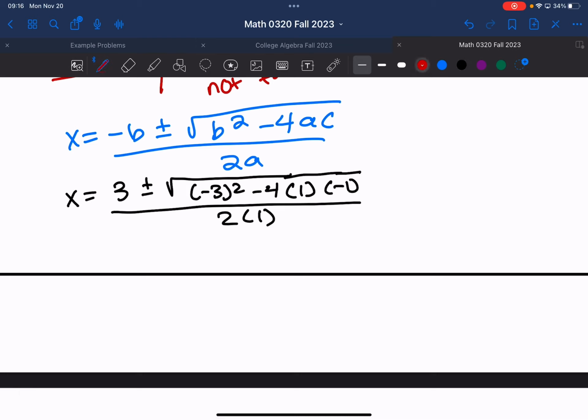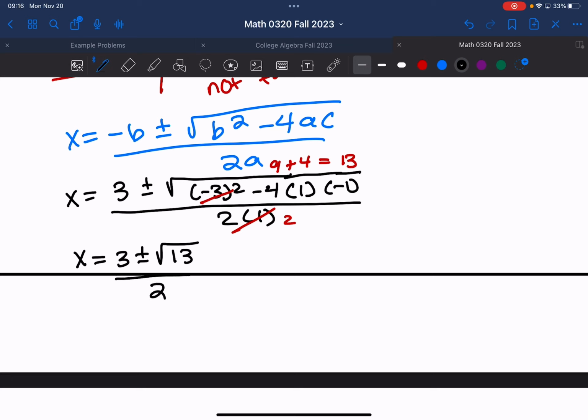So now we go through and we simplify this. Negative 3 squared is what? 9. Negative 4 times 1 times negative 1 is positive 4. What's 9 plus 4? 13. And then 2 times 1 is 2. So I have x is equal to 3 plus or minus the square root of 13 over 2.